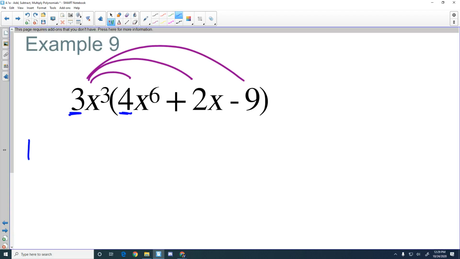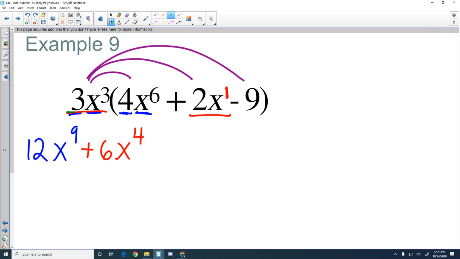So 3 times 4 is 12. Then I multiply the variable with the other variable in that same term. So x to the third times x to the sixth is x to the ninth. We add the exponents because each of those x's, they have their own base. It's not like an exponent to an exponent. All right, now we go to the next term. That's 3x cubed times 2x. Well, 3 times 2 is 6, and x to the third times x, technically this is x to the first, so I have to add that into the exponents, making this x to the fourth.